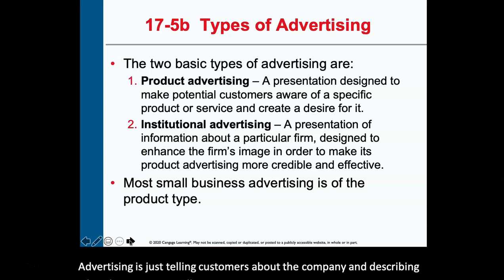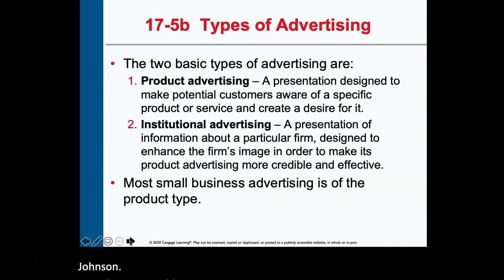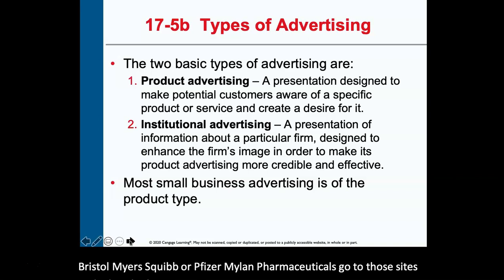So some of your larger corporations, especially pharmaceutical companies, you'll go to their website. They don't sell the pharmaceuticals on their website. They just tell you about their company, how they do their research and development. I would encourage you to go to a site like Johnson & Johnson or Bristol Myers Squibb or Pfizer, Mylan Pharmaceuticals. Take a look at their websites. It's all institutional advertising. And again, most small business advertising is of the product type, obviously.